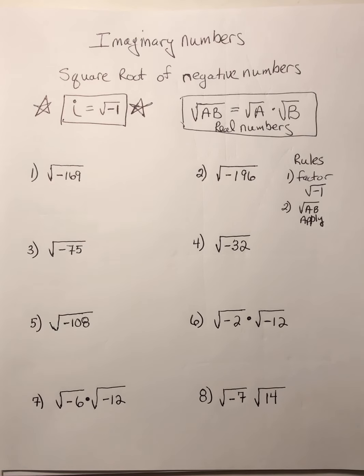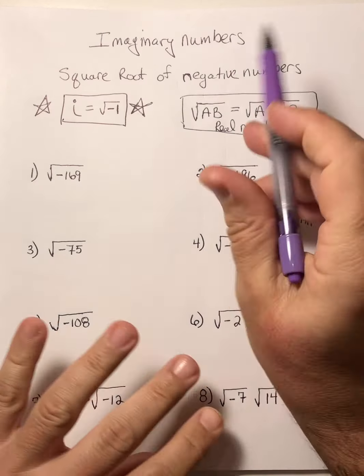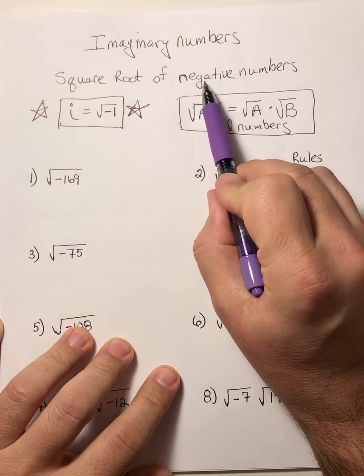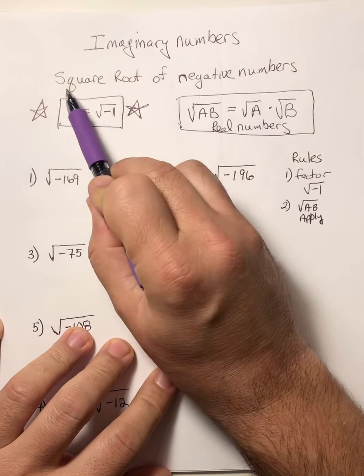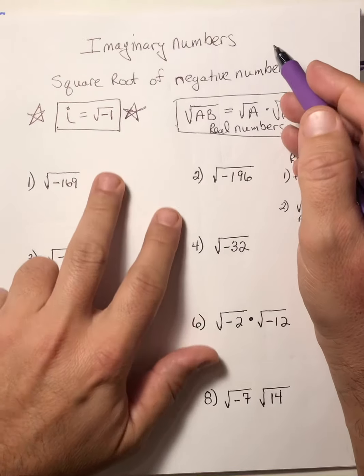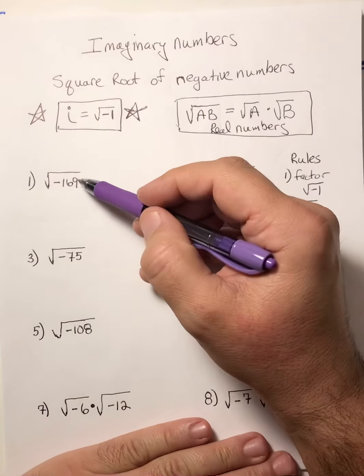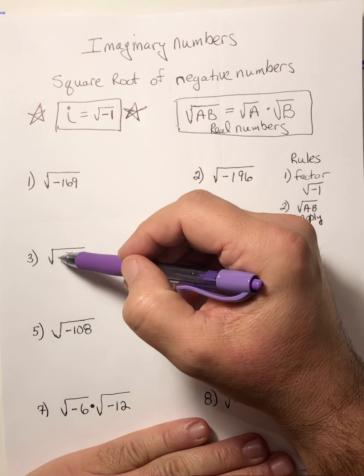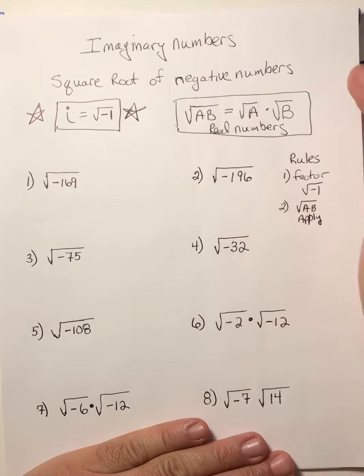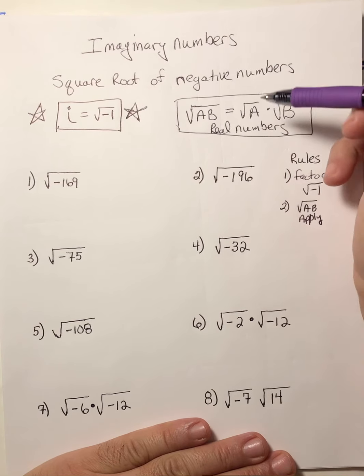All right, folks. Today we're looking at imaginary numbers. Simply put, an imaginary number is the square root of a negative number. Notice I said square root of negative numbers. So we're going to be looking at things like the square root of negative 169, the square root of negative 75, and so on. And then, how do we handle it, and what are some rules we have to know.